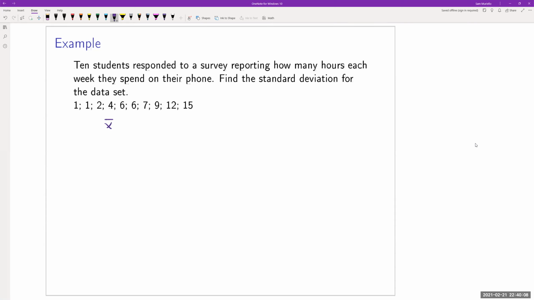The first thing we need to do is find the mean, which we know we can take by adding up all of the data values and dividing by the number, which is n equals 10. 1, 1, 2, 4, 6, 6, 7, 9, 12, 15 adds up to 63, divided by 10, or 6.3.